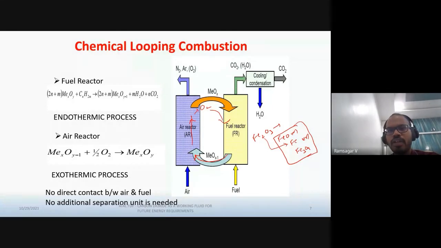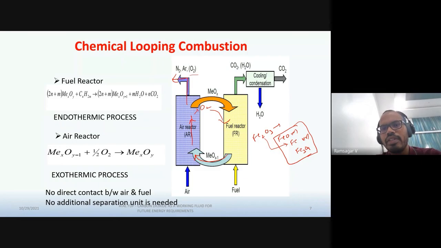Now if you look at this process, after combustion we don't have any further requirements for separation. The air is the lean air.